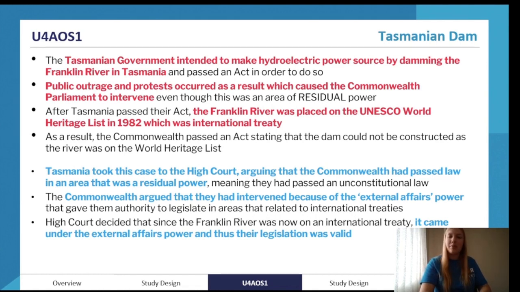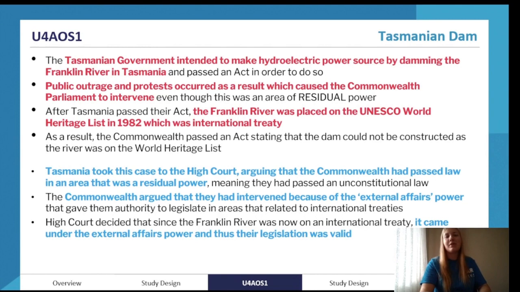And you'd think that's not too bad of an idea because that kind of makes sense. Remember that this external affairs power was not defined at the time. But the Commonwealth argued that they had this external affairs power, and had authority to legislate in areas that related to international treaties, even if this interfered with residual powers of the states. So, because the Franklin River was on an international treaty, it came under the external affairs power of the Commonwealth, and therefore their legislation was valid.